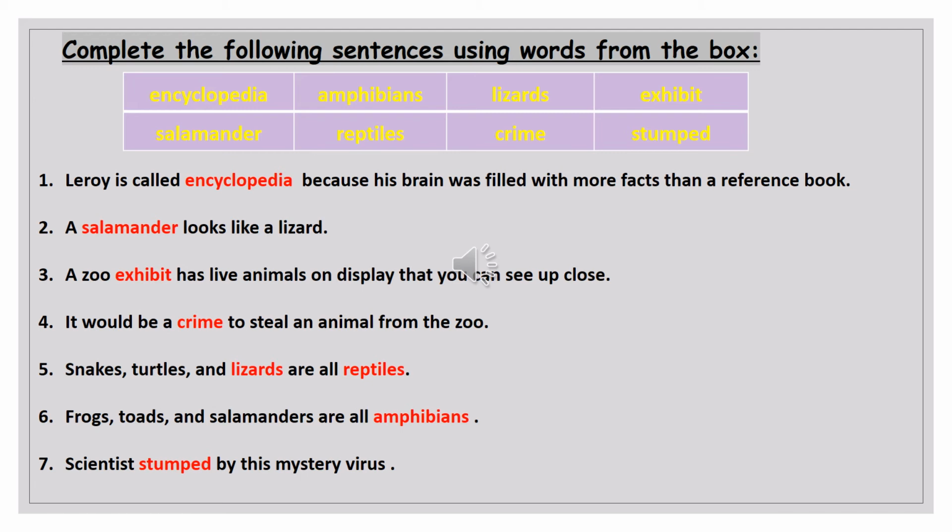Why it will be called a crime? Because it's something bad that you did. Number 5, snakes, turtles, and lizards are all reptiles. Number 6, frogs, toads, and salamanders are all amphibians. Number 7, scientists are stumped, very confused, by this mystery virus.